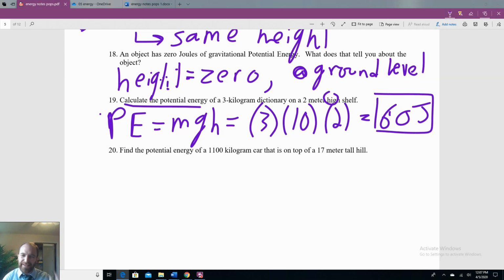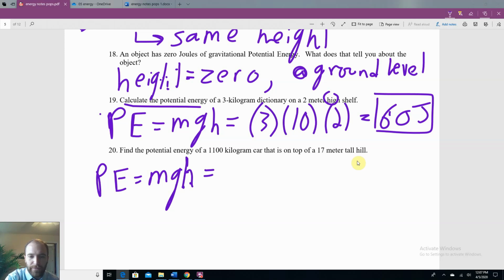So this book has energy stored in it. It's energy that would be released if it fell off the shelf. 60 joules of stored energy. 20. Find the potential energy of a 1100 kilogram car that is on top of a 17 meter tall hill. Alright, so we've got an equation for that. Once we realize we're calculating potential, this seems like it'll work.